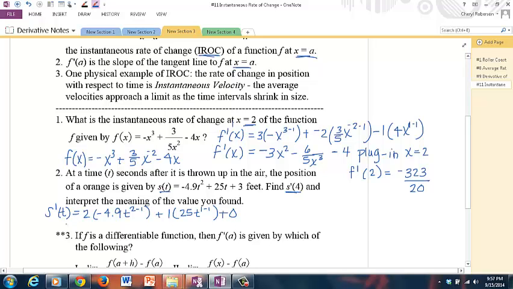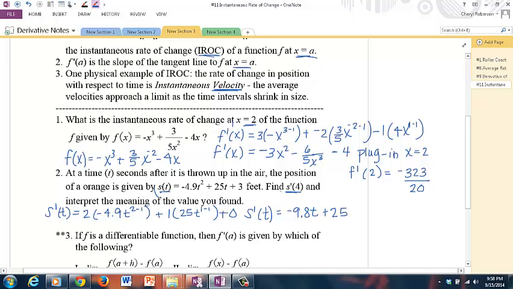Now simplifying this, that tells me that s prime of t is going to be equal to, and once we simplify that, we have negative 9.8 t plus 25. So here we've taken our position function and we've found the derivative of that position function, and that is going to give us our velocity, and that's going to be something we will be going into pretty soon. So here's s prime of t.